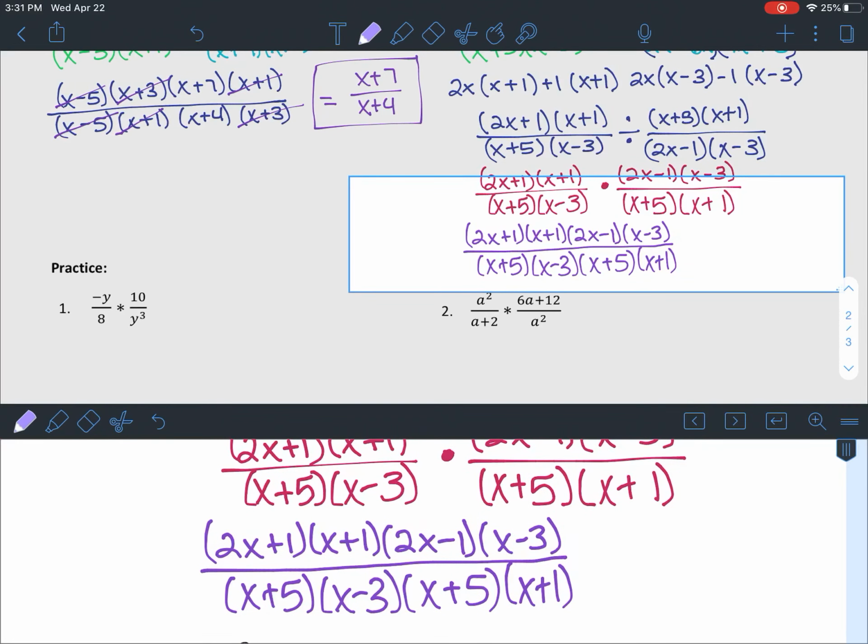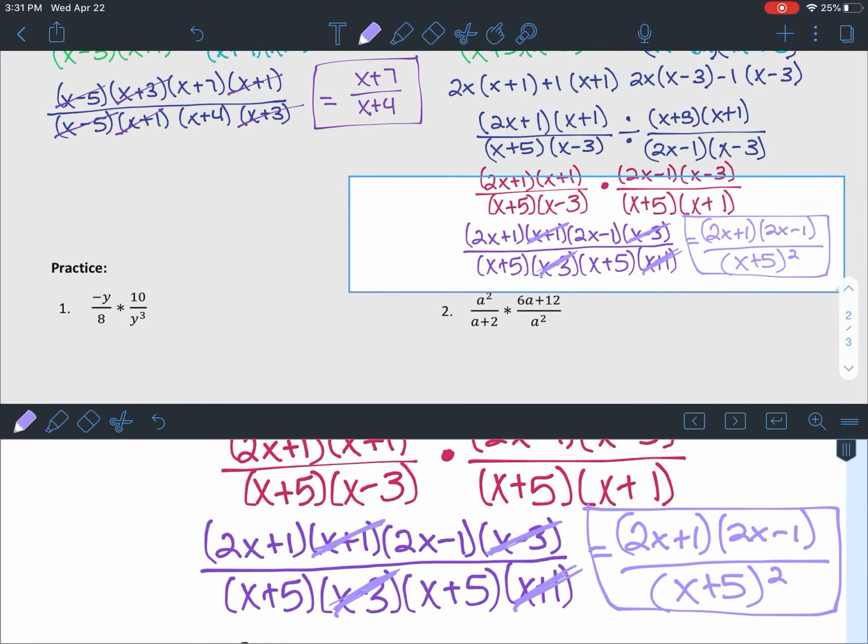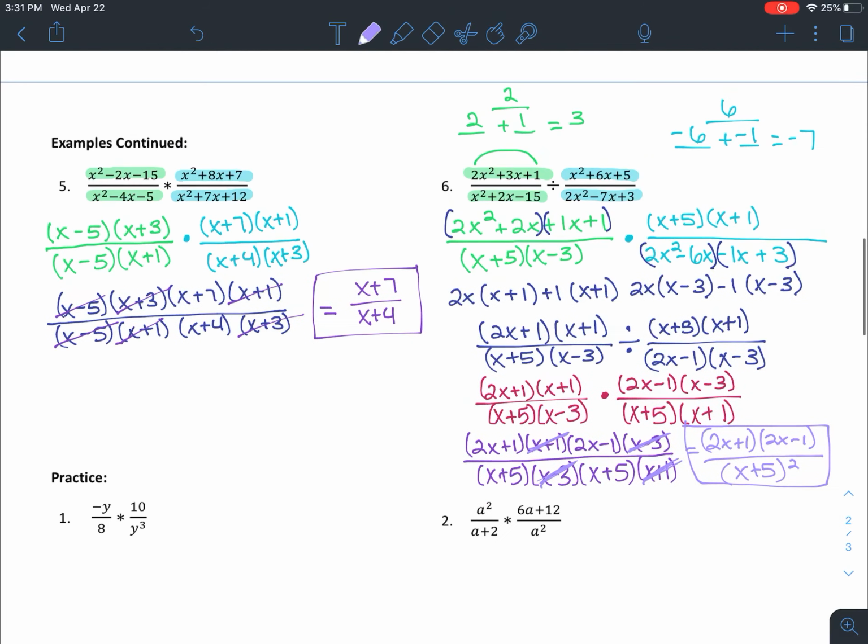Last step is to simplify, see what I can cross out. So the only things that I can cross out is this x plus 1 and my x minus 3. So I'm going to end up with 2x plus 1, 2x minus 1 over x plus 5 squared. And the reason why I can say that it's x plus 5 squared is because I have two of them. So I just simply put them together and call it a square. And that is how you do that last problem.